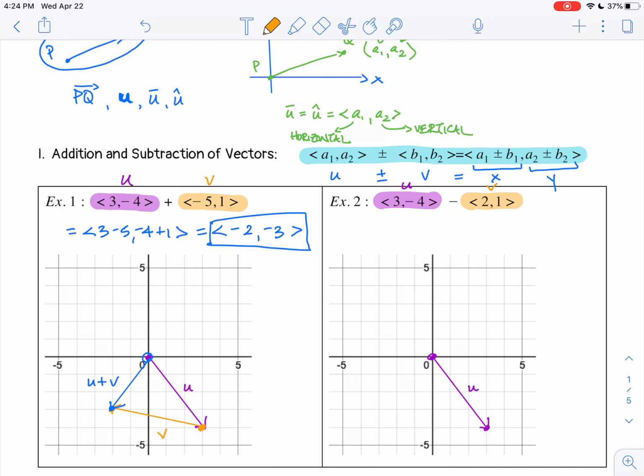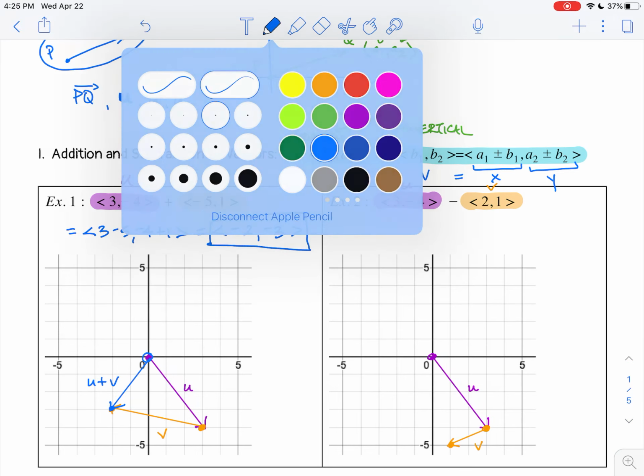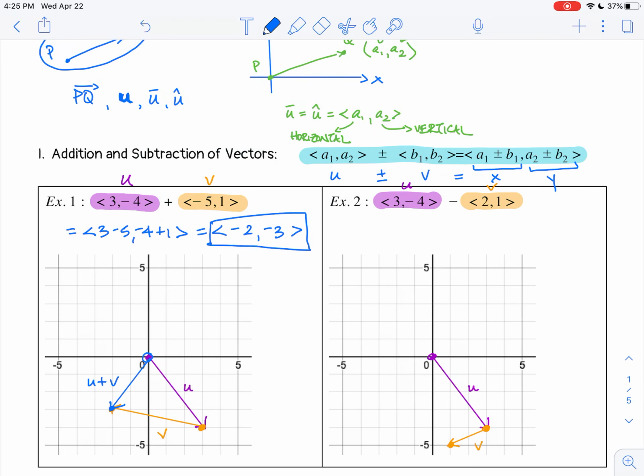Now, for the orange one, it's 2 comma 1, but since I'm subtracting it, I need to do the opposite. So I don't want to go 2 to the right, but from here I actually want to go 2 to the left and then down 1. Because again, I'm switching the signs because it's minus. And so vector v looks like this. Okay, so if that's vector u and that's vector v, then vector u minus v must start here and finish here. So that blue one is u minus v.